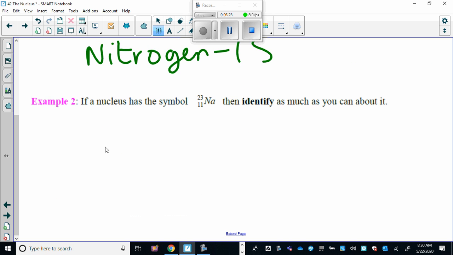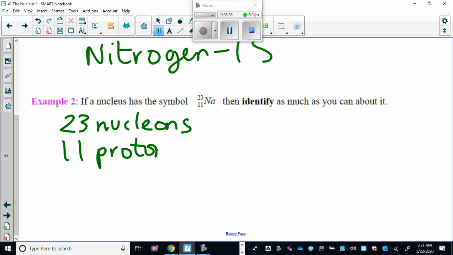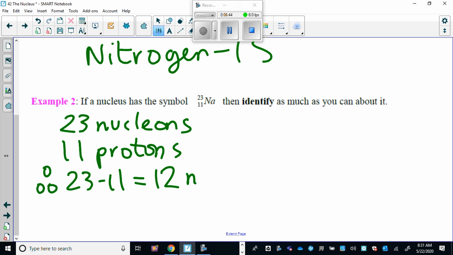If the nucleus has the symbol 23Na, identify as much as you can about it. Well, first of all, we know that it has 23 nucleons. We know that it has 11 protons. Therefore, it has 23 minus 11, which is 12 neutrons. Anything else we can identify about that? Well, it's sodium. Na is sodium. So what will we call this element? We will call it sodium 23.